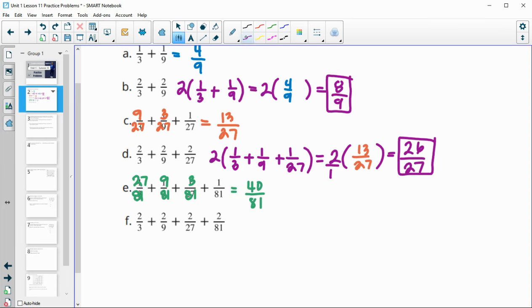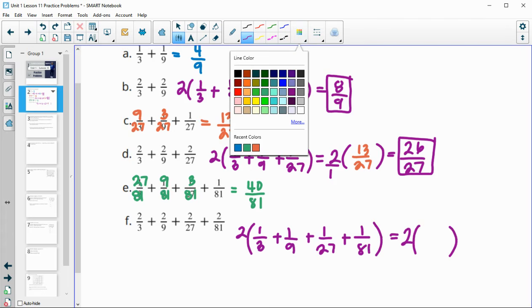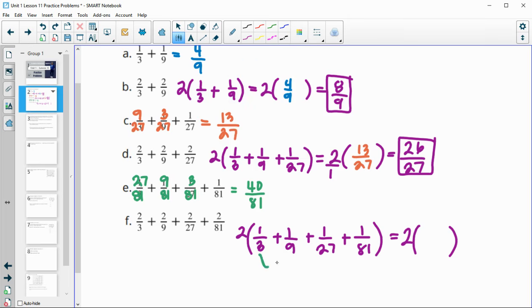Now this next one, again, just has those same numbers, but with a 2 on top. So let's divide a 2 out, and we'll get 1/3 plus 1/9 plus 1/27 plus 1/81st. So we'll just be able to do 2 times our previous answer, which was what these all added to, 40 over 81. And when I multiply 2 times that, I get 80 over 81.